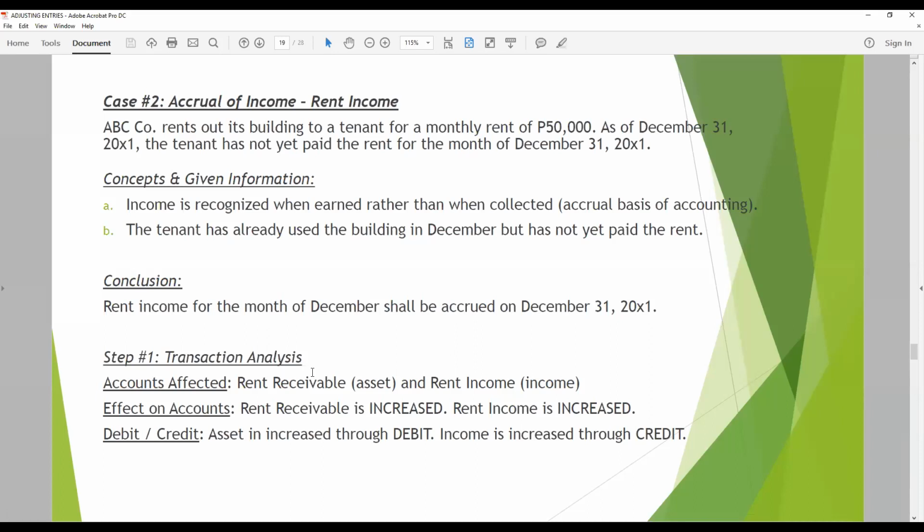So how do we analyze the transaction? First, determine the accounts affected: rent receivable, an asset, and rent income. Effect on accounts: rent receivable is increased, rent income is increased. Debit or credit: asset is increased through debit, income is increased through credit. So what is our journal entry here?